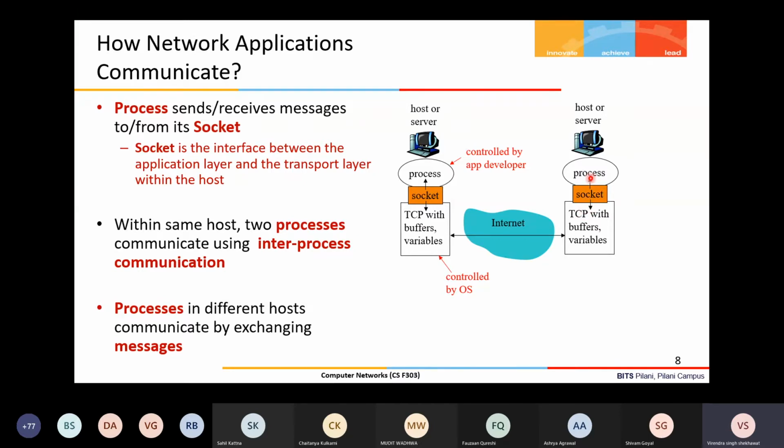So a socket is an interface. It is also called an application program interface, API. This is the more common word which is used. API, application program interface. So you can treat a socket as an API basically. And a socket is not a hardware entity. The name may indicate that maybe some instrument is there. No, it is a software entity. A socket is a software entity.